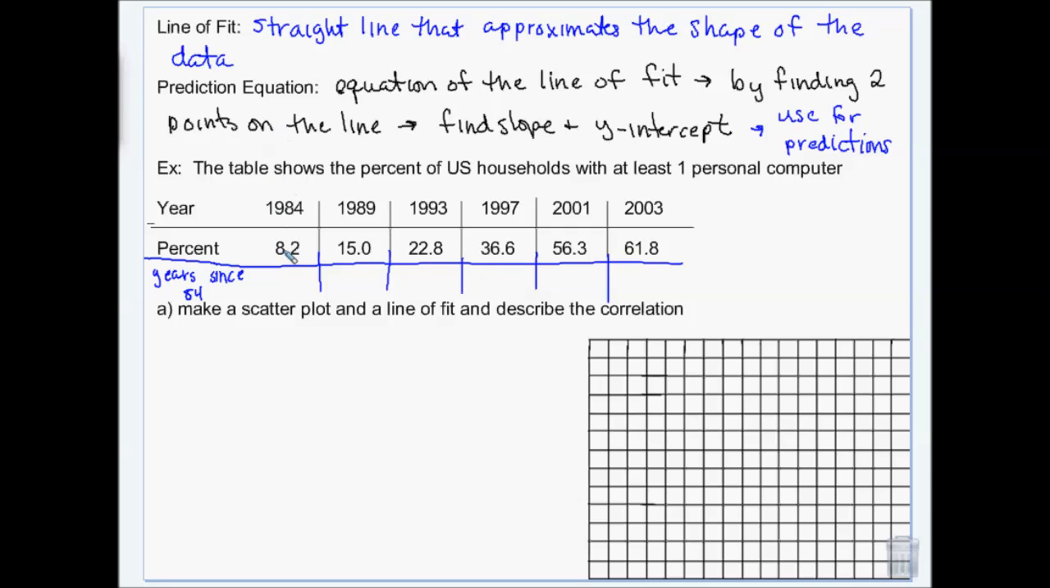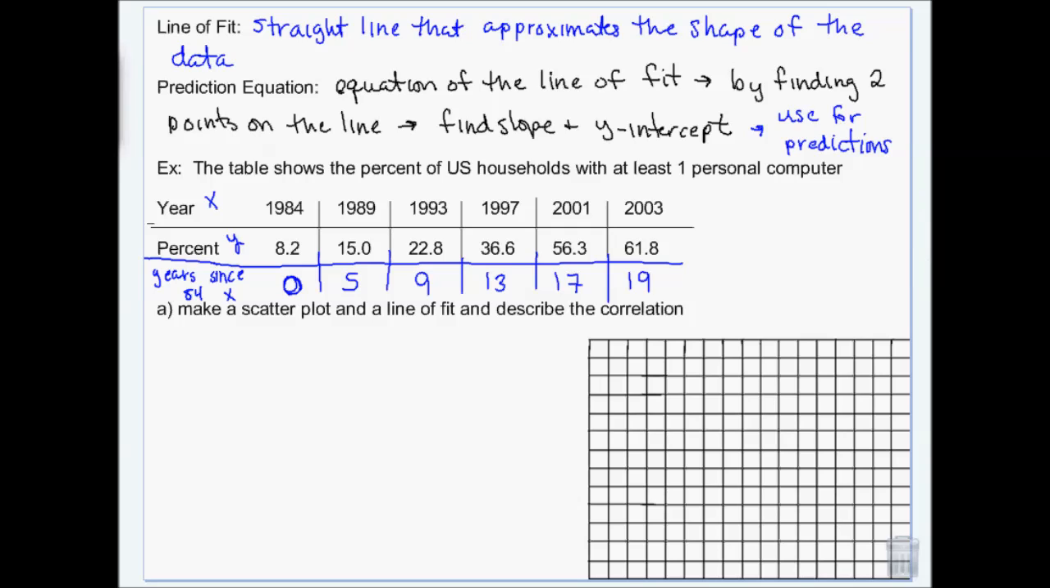Okay. What we have is a table showing the percent of U.S. households with at least one personal computer since 1984. Our years are the independent variables, so that would be x, and this would be y. But we want to make our x actually the years since, to give us a point of 0. So 1984 will be 0. 1989 is 5 years later. 93 is 9 years later. 97 is 13 years later. 17 and 19.